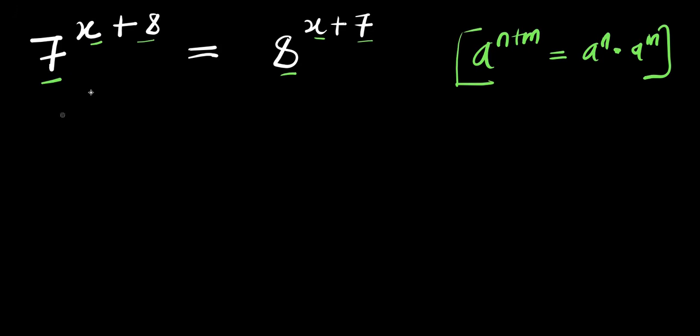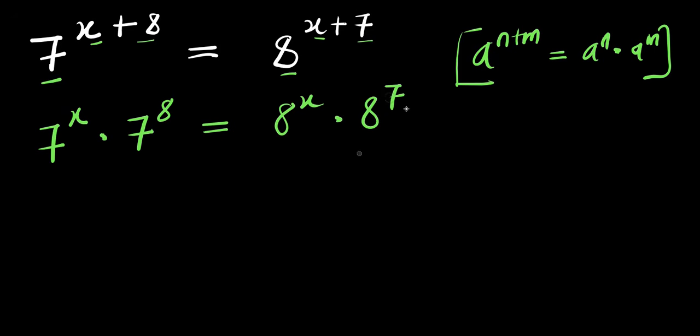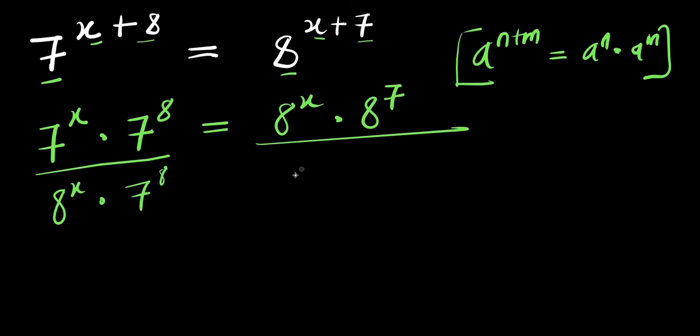So we applied it. Here we have 7 power x times 7 power 8 equals 8 power x times 8 power 7. We divide this part of the equation by 8 power x times 7 power 8. We also divide this by 8 power x times 7 power 8. So what happens? This cancels this, then this cancels this.